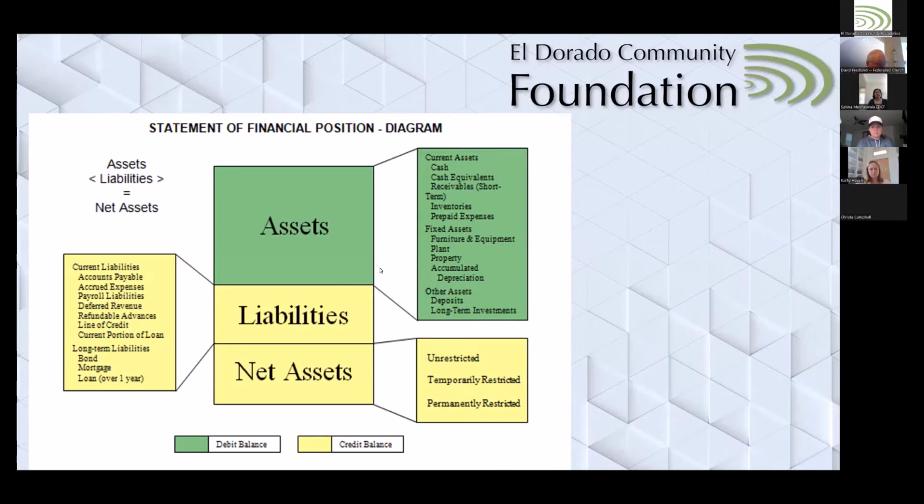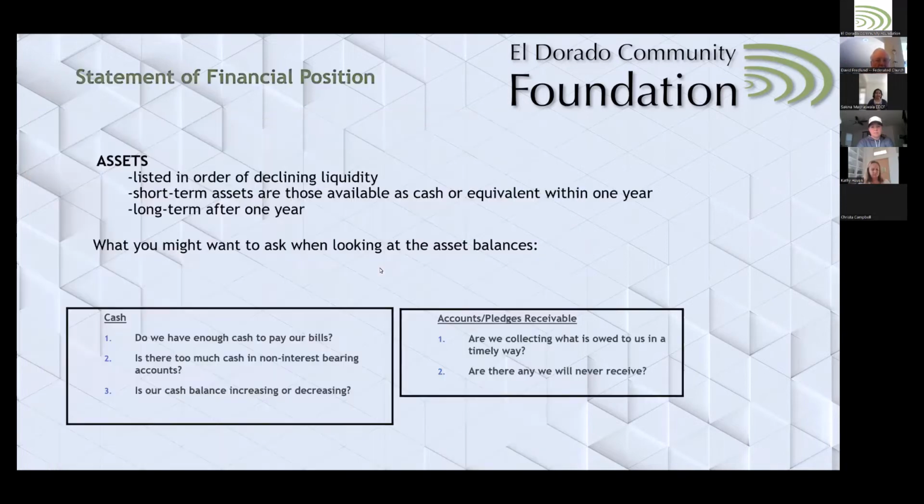I have them marked as unrestricted, temporary restricted, and permanent restricted, but the new IRS law says they only have to be unrestricted and restricted. The temporary and the permanent restricted are grouped together under restricted under the new IRS guidelines and FASB. So I'm going to move on to the statement of financial position, and we're going to talk a little bit about assets.